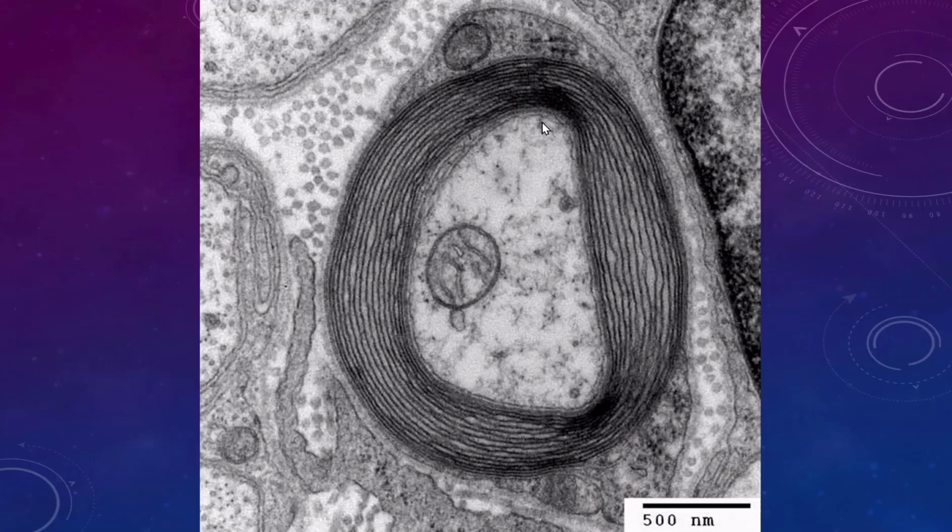Here you can see the cross section of the axon terminal. This is the myelin sheath which covers the axon. Underneath the myelin sheath is the axolemma, the membrane of the axon, and inside is the axoplasm. Here is the synthesis of norepinephrine, and then it is stored in the vesicles which are present here in the axoplasm.